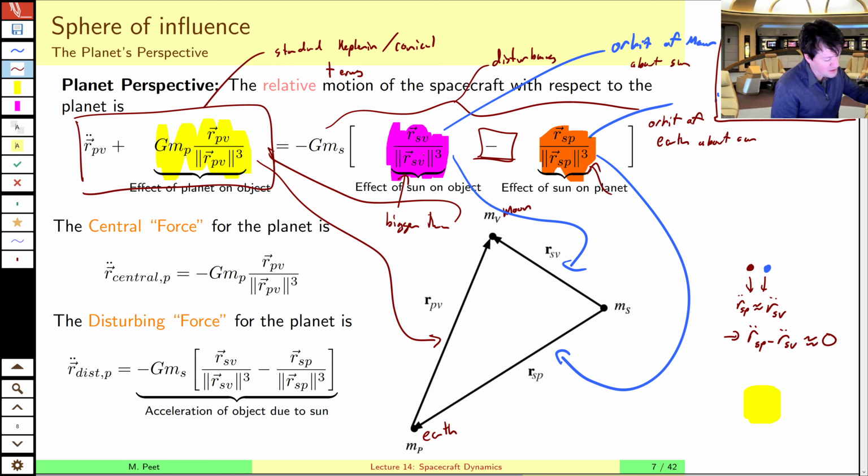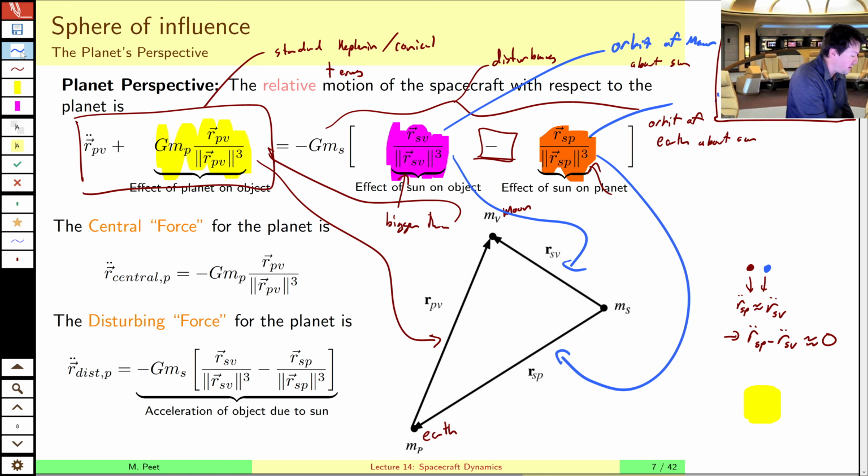So that's the key difference here from the previous case, from the orbit about the sun. If they're right next to each other, then the two terms approximately cancel out, and you don't get much of a disturbance at all, because the sun is disturbing the Earth's motion in the same way that it's disturbing the moon's motion.